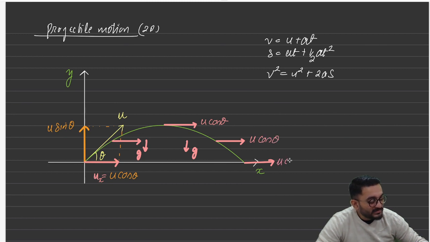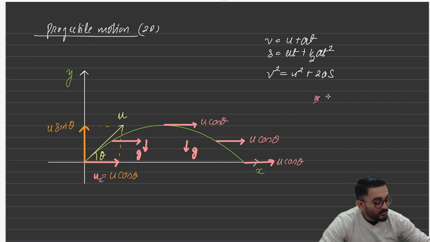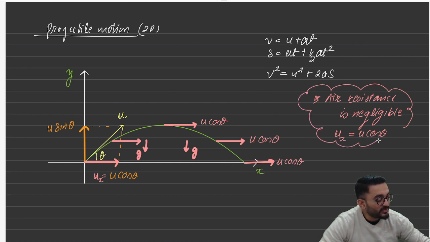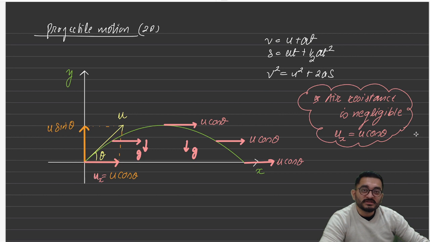If somebody asks why you consider u cos theta as constant, you need to understand that we don't consider air resistance in projectile motion. Your air resistance is negligible. That is the reason you don't have to consider any change in the speed on the x-axis. That is the reason your horizontal component ux, which is u cos theta, remains constant. That should be your reasoning, if someone asks why you consider u cos theta constant: because you are not considering the influence of air resistance on the x-axis component.